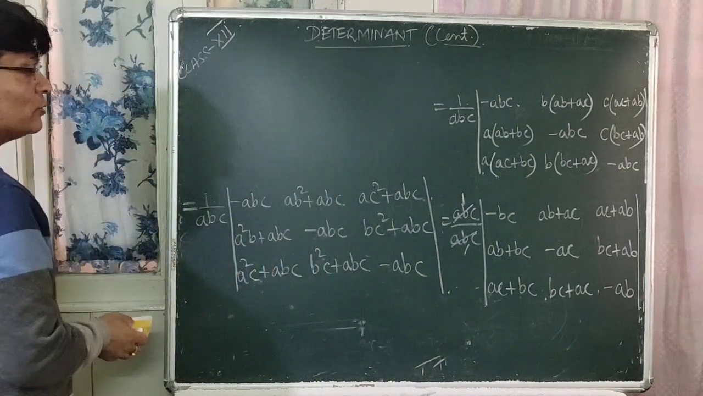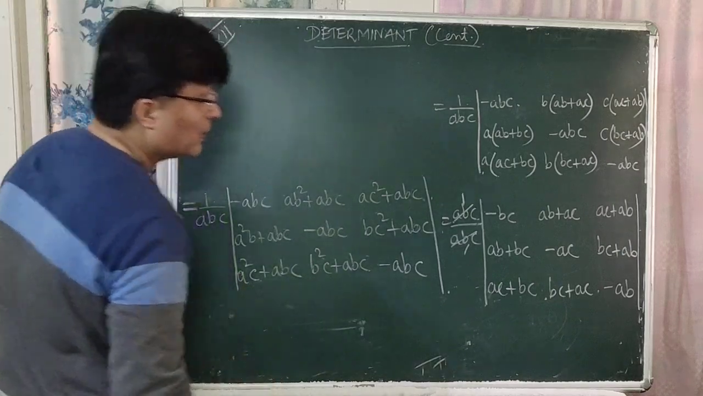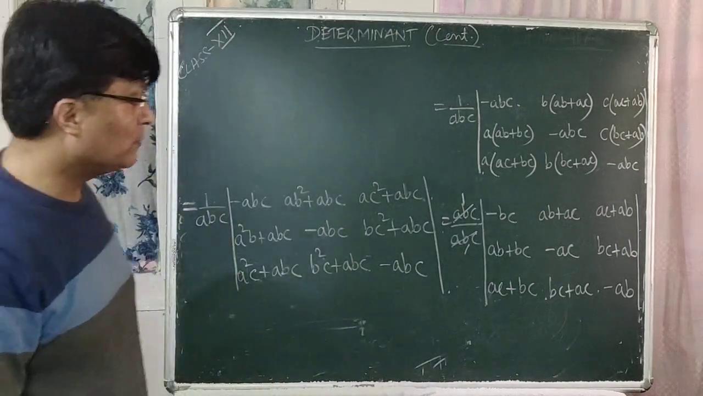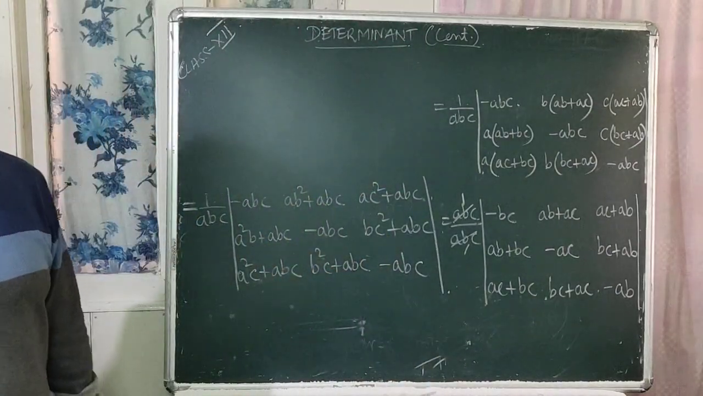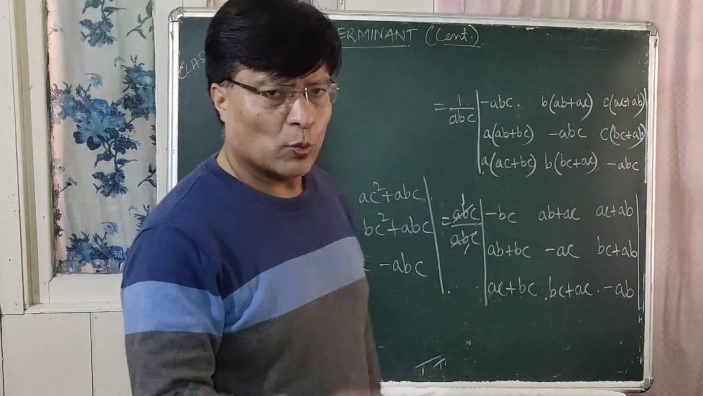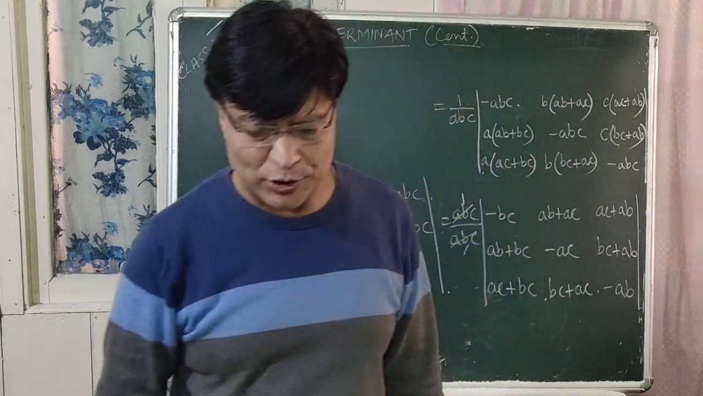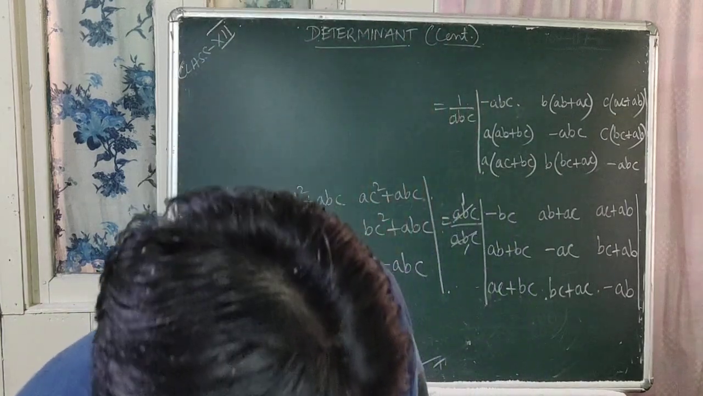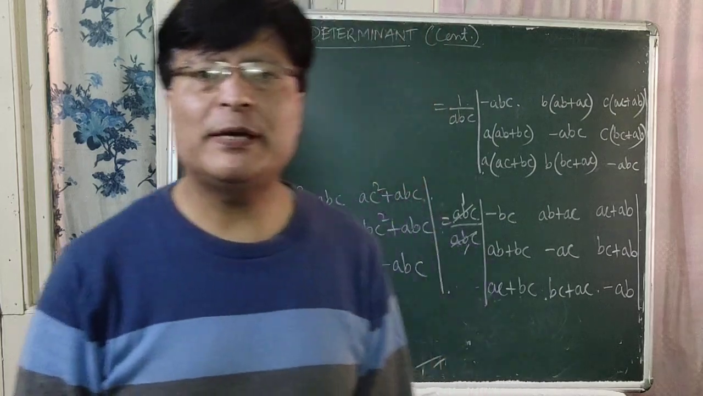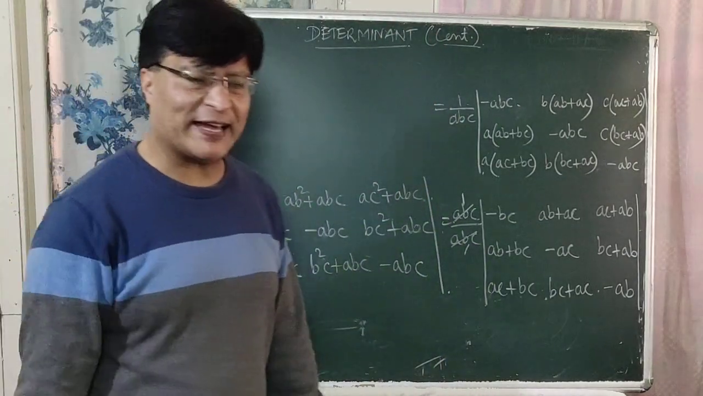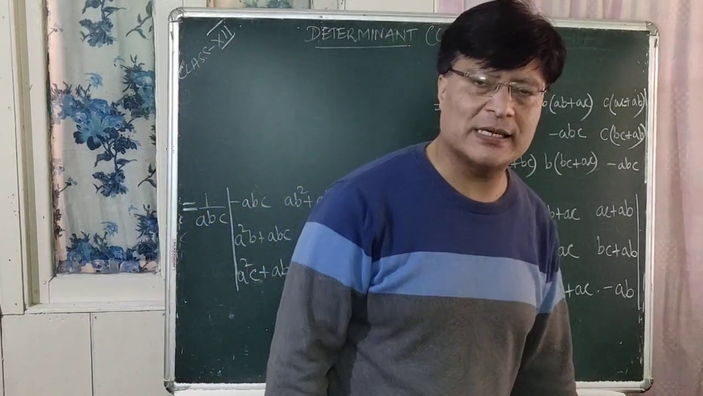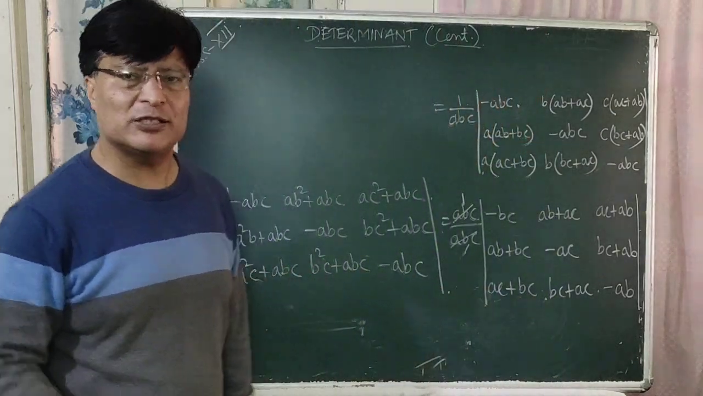So now what will you do next? Now look at the blackboard. If you use the property, you have to consider the right hand side also. What is to be proved on the right hand side? What is the question? You have to prove (AB plus BC plus CA) whole cube, isn't it? So one of the factors that you should get here is AB plus BC plus CA.